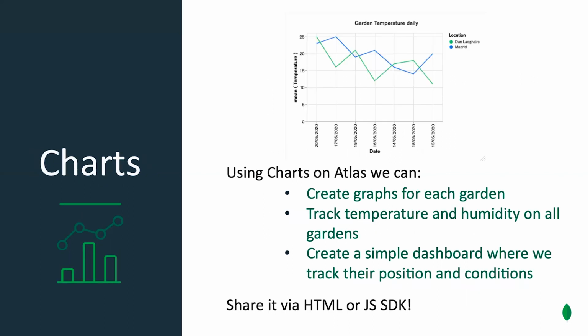So he came across Charts. Charts is a product that is available from the Atlas UI. And with it, we can look at things like creating graphs for each garden based on the data we have. We can track the temperature and humidity, for example, on all gardens, and then even create a simple dashboard where we track their position and their conditions. So here we have a simple graph where we are tracking in a very easy way, directly accessing the data on MongoDB. We can group by location, and we can see the date and temperature distribution of the different gardens that we had in our experiment.